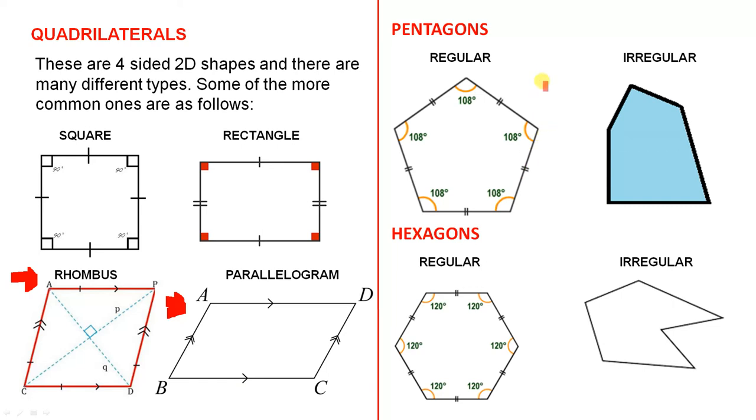As far as pentagons are concerned, they've got 5 sides. Here's a regular pentagon where all the angles are equal, and there's an irregular pentagon. The hexagons have 6 sides. There's a regular one where all the angles are equal, and here's an irregular hexagon. So they're all examples of 2D shapes. Some of them are regular and some are irregular.